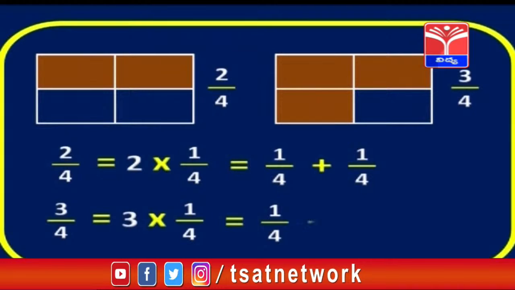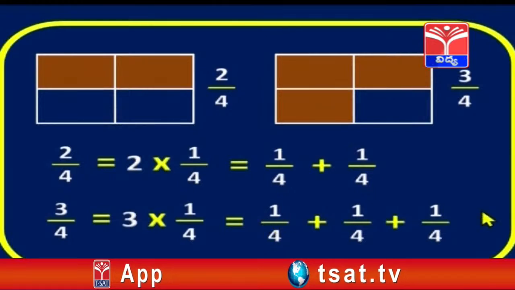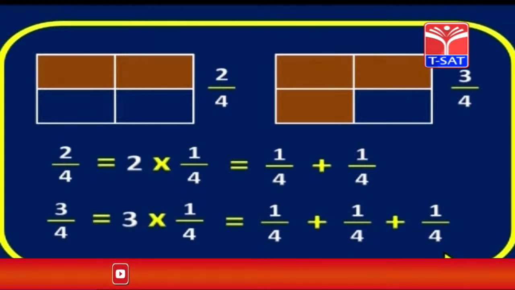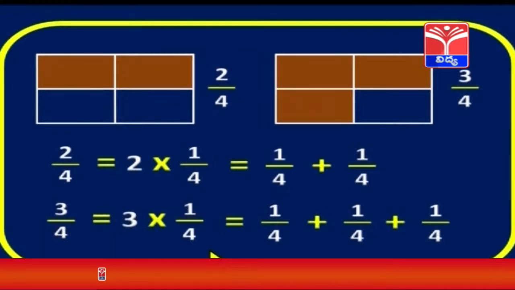So 1 by 4 plus 1 by 4 plus 1 by 4. When we have this type of condition, that is 1 by 4 plus 1 by 4 plus 1 by 4, we are adding this fraction repeatedly. How many times? 3 times. So we can take it as 3 by 4 or 3 into 1 by 4.